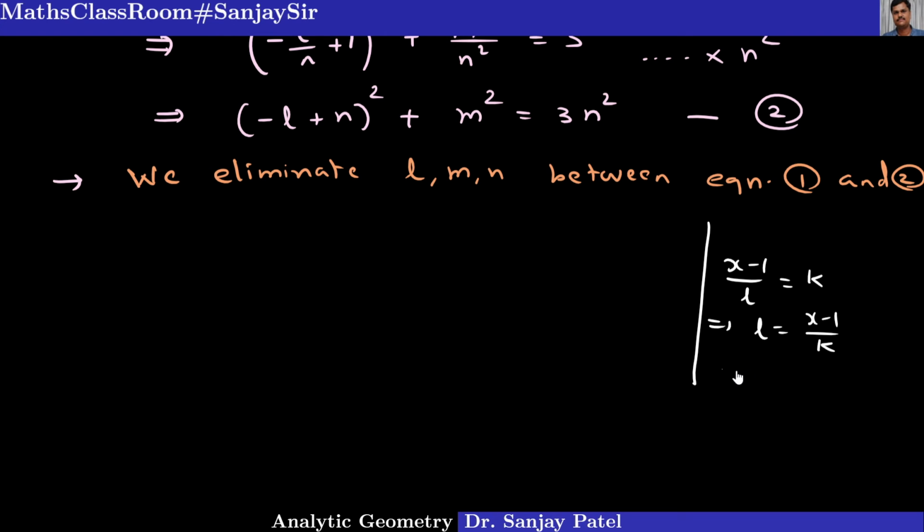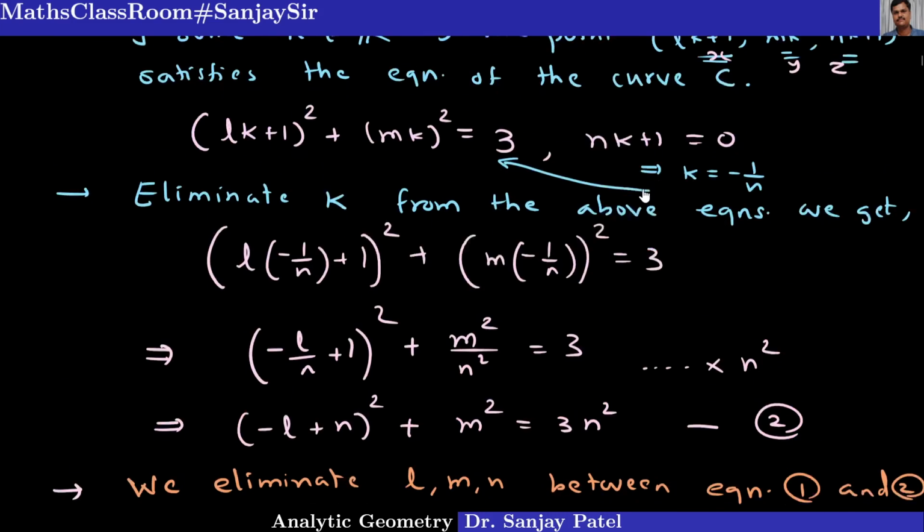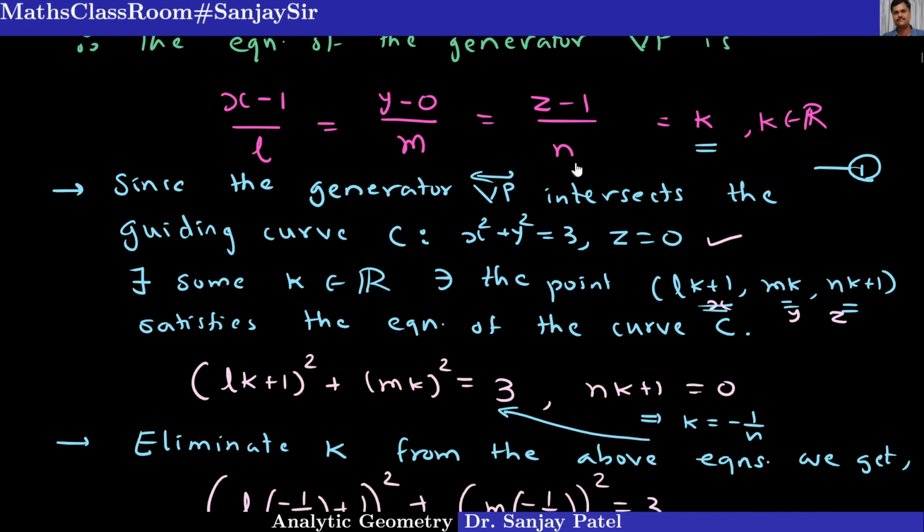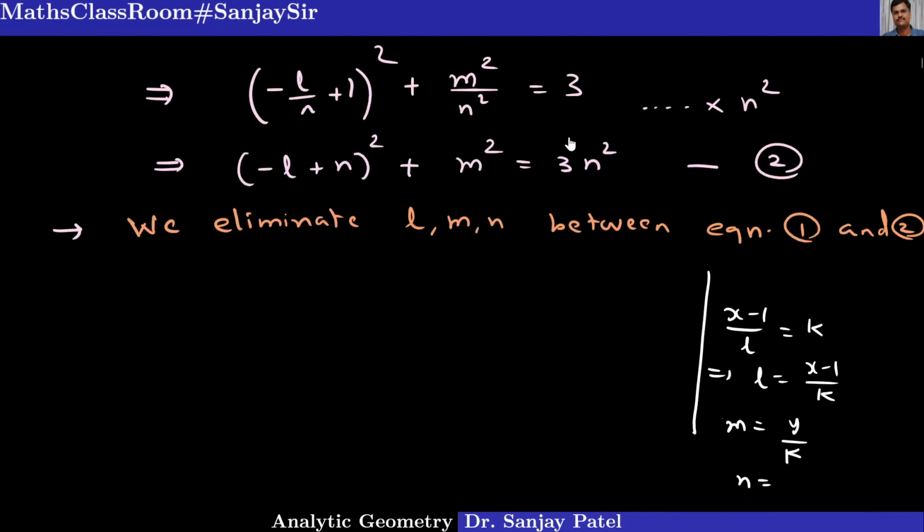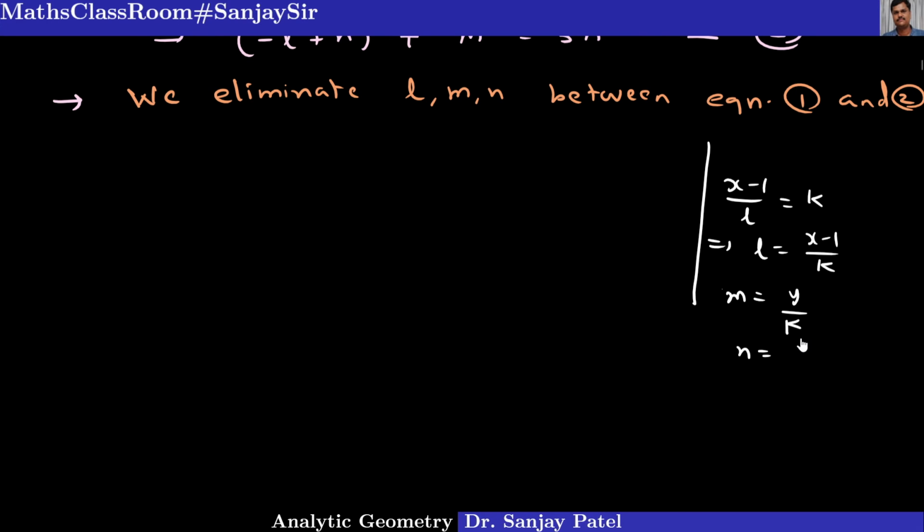And similarly, for the second and third term, you will get y minus 0 upon m is equal to k. Sorry, it is not k, it is m is equal to y upon k. We get m is equal to y upon k, and n is equal to z minus 1 upon n, so we will get n is equal to z minus 1 upon k.